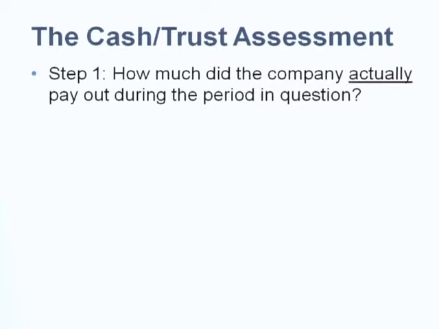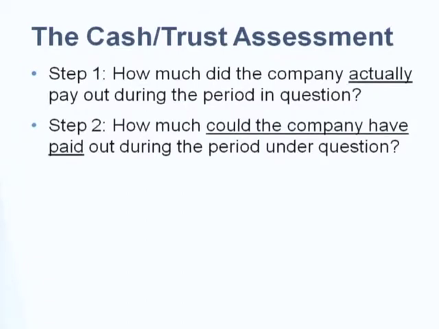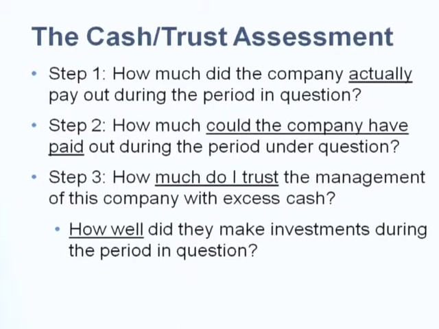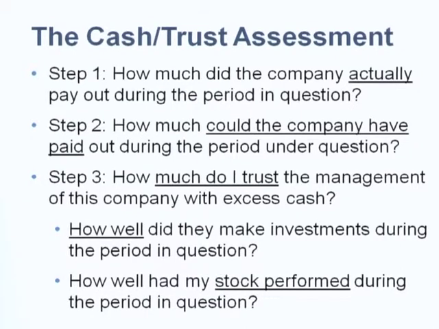So there are some steps. Step one, how much did the firm actually pay out during the period in question? Step two, how much could the company have paid out during the period in question? And step three, how much do you trust the management of this company with excess cash? Once they have excess cash, do you trust them?